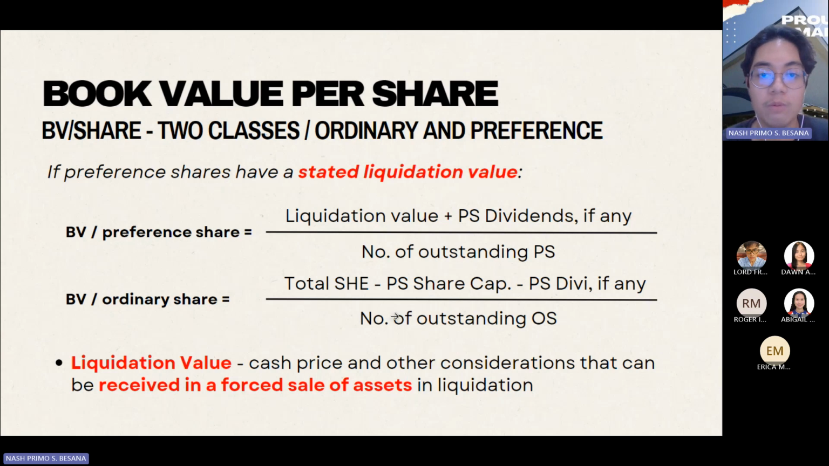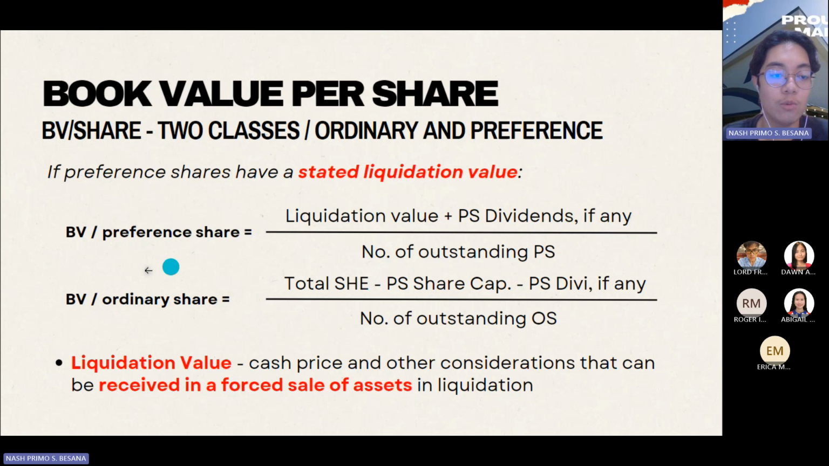And the liquidation value is most likely dedicated for the preference shares kasi preferred. So kapag meron tayong liquidation value, ang book value ng preference share would be liquidation value plus preference shares dividends if any. So that includes arrears tsaka current year. Kapag cumulative yung preference shares, you would recognize again arrears. Kapag non-cumulative, current year lang yung part na to. And then number of outstanding preference shares.